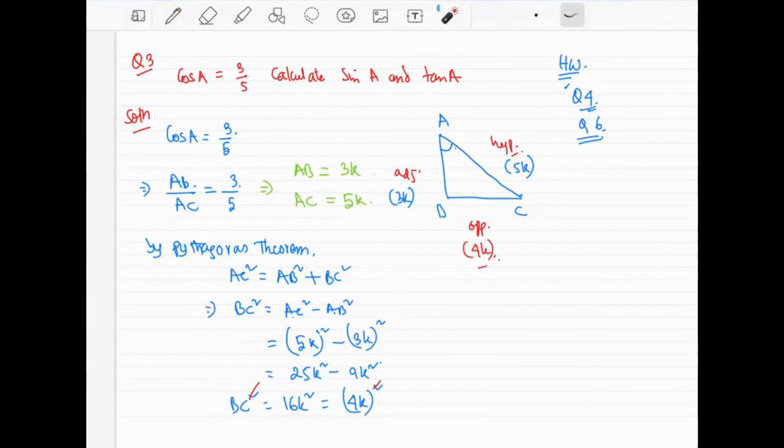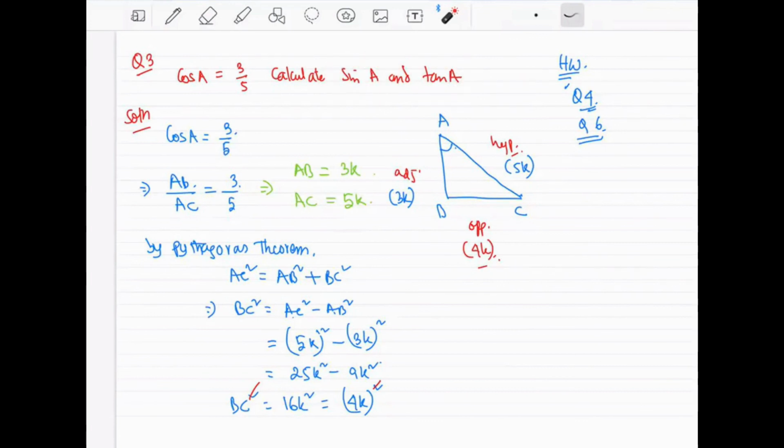Now we have got all the sides. Hypotenuse and adjacent, we have obtained from the value of cos, because cos A is adjacent by hypotenuse. Now AB, we don't take just 3. We have to take a constant also because this is given in ratio. And AC, we have taken it as 5, and we have to have a constant also. After obtaining AB and AC, we have two sides. The third side we have found out. And now you can calculate sine A and tan A.